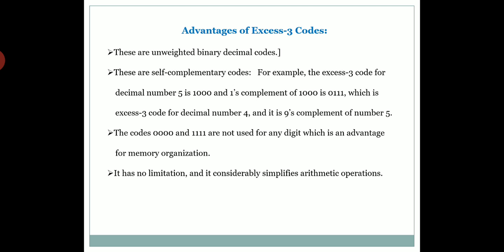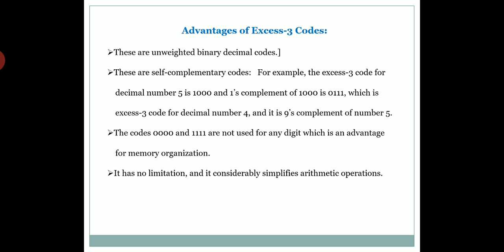Advantages of XS3 code: these are unweighted binary codes. These are self-complementary codes, which we have already discussed. For example, XS3 code for decimal number 5 is 1000, and the one's complement of 1000 is 0111, which is equivalent to the XS3 code of decimal 4. That means if we complement a binary number, it gives another number. That is the 9's complement of the number 5.